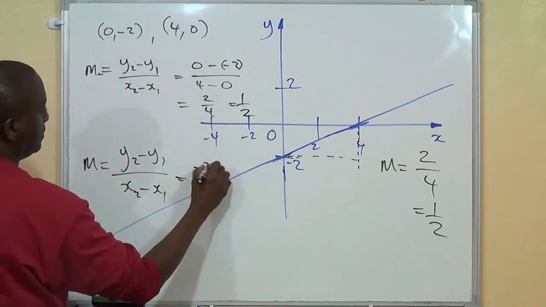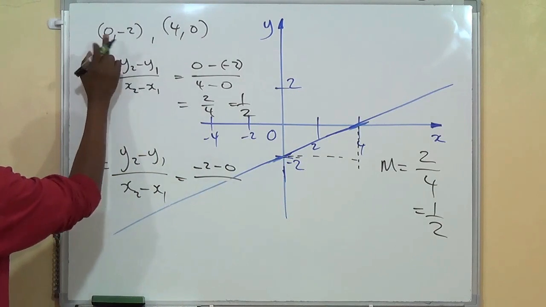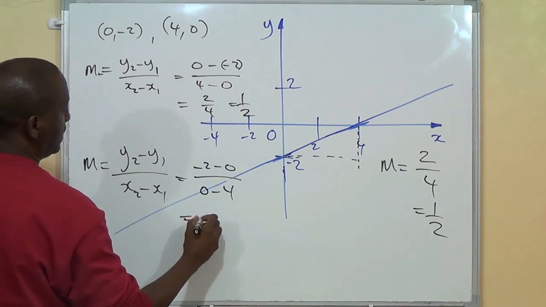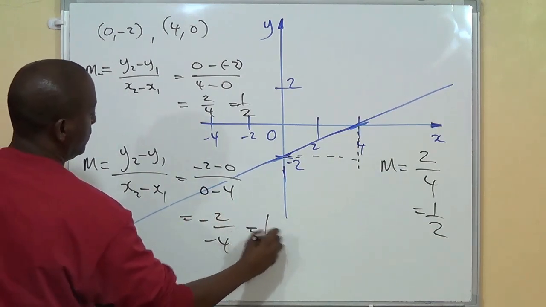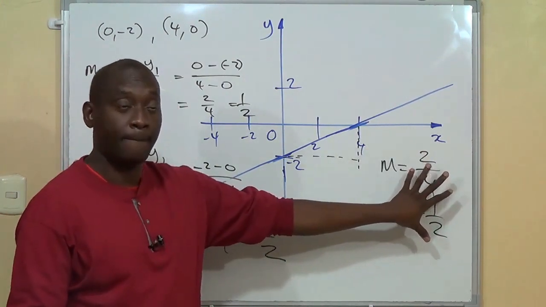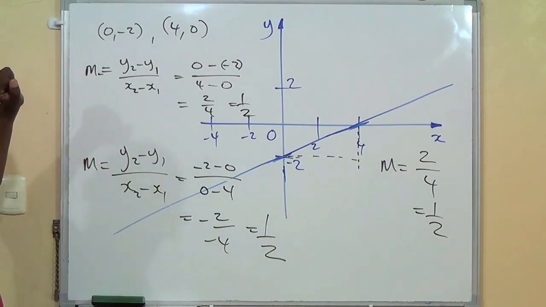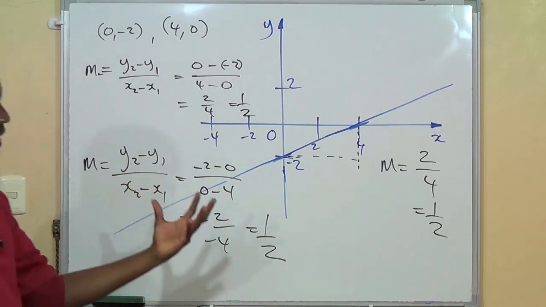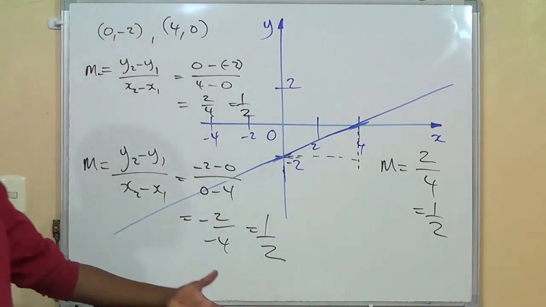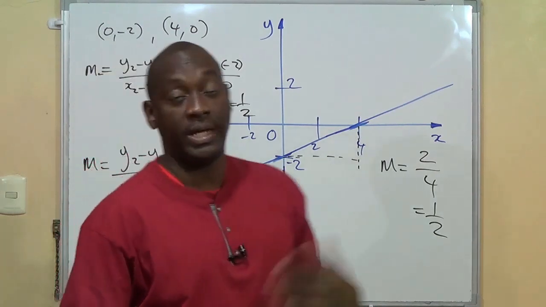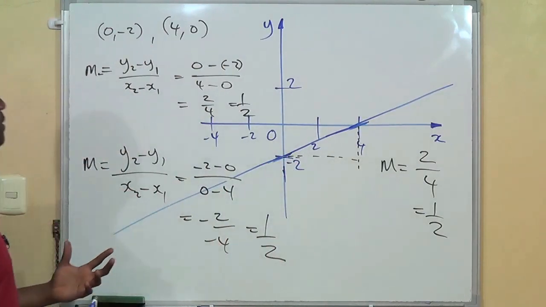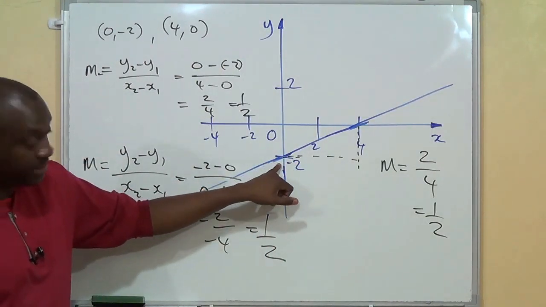y2 minus y1 over x2 minus x1: 0 minus 2 over 0 minus 4. You get minus 2 over minus 4, which is the same half. So whether you do it using the visual method or you do it using the classical method, you will get the gradient of a half. And of course, using the classical method, it doesn't matter which pair of points you use as x1, y1 or x2, y2. Now that we have the gradient, we have the y-intercept.